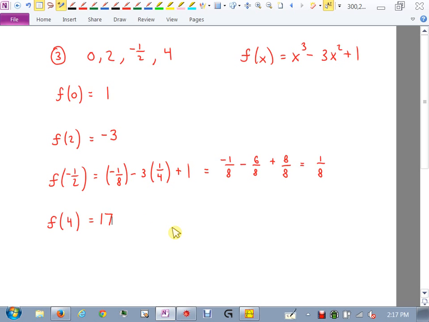So what are we doing all this for? Try and find the maximum and minimum, right? So what is the maximum value that this function takes on that interval? 17.